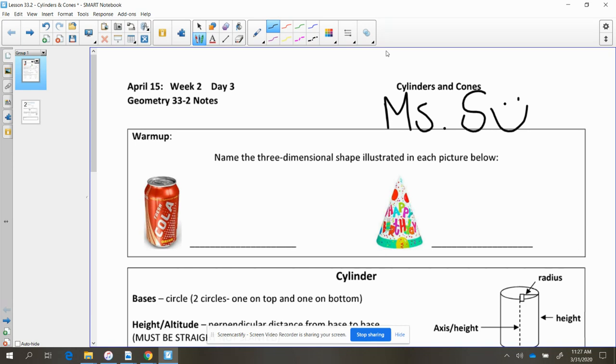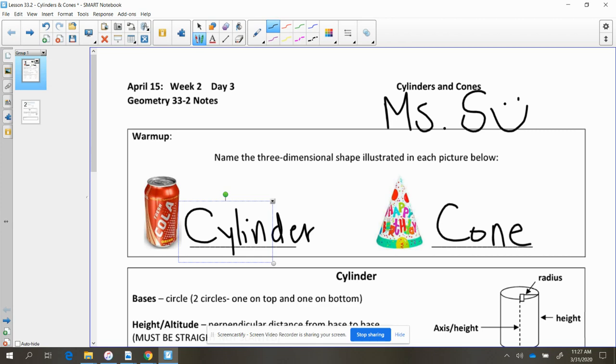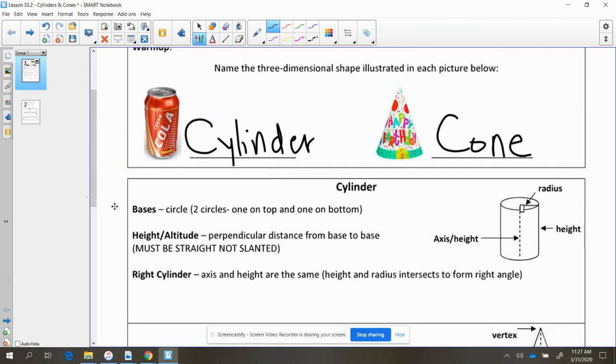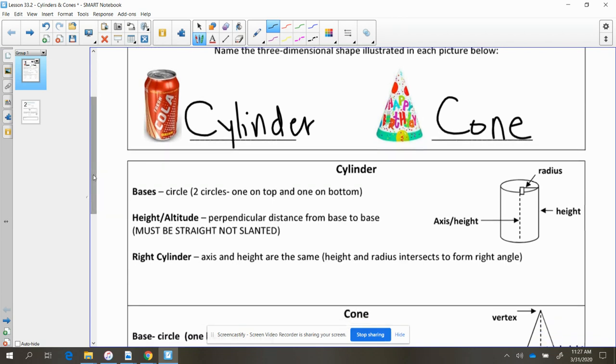Well, maybe you took a cue from the top of the page with the notes, but notice this can here is a great real life example of a cylinder, and the party hat we see is a great example of a cone. So, some basics about cylinders and cones for vocabulary. Cylinders have two circular bases, one on top, one on bottom.